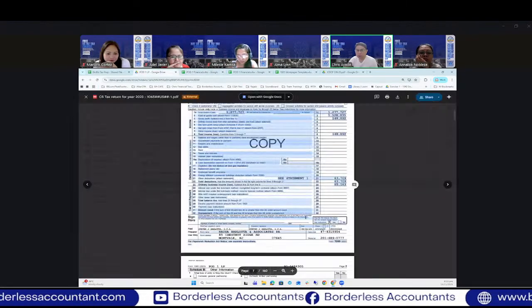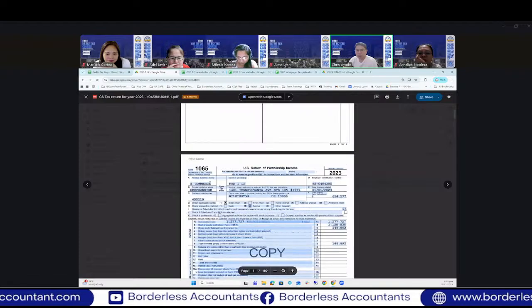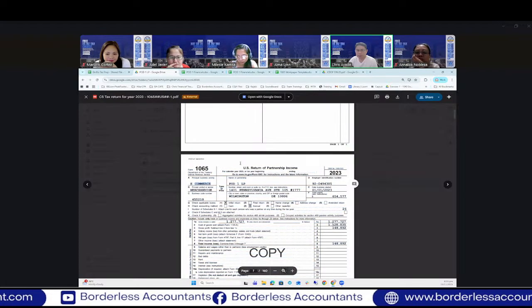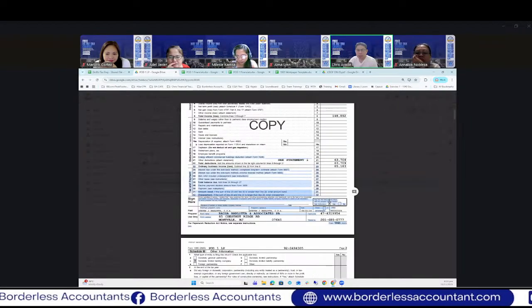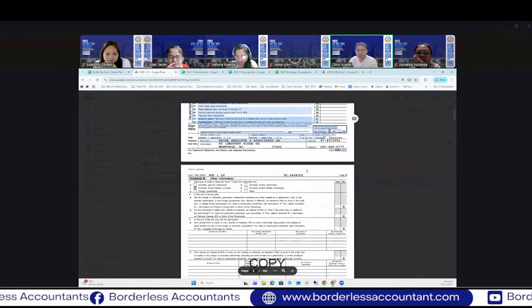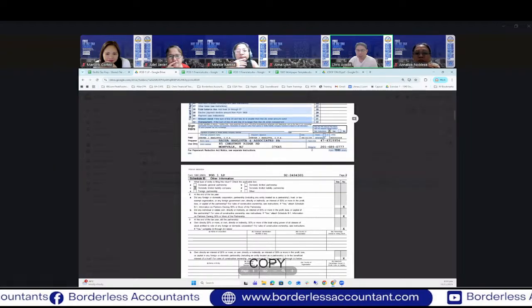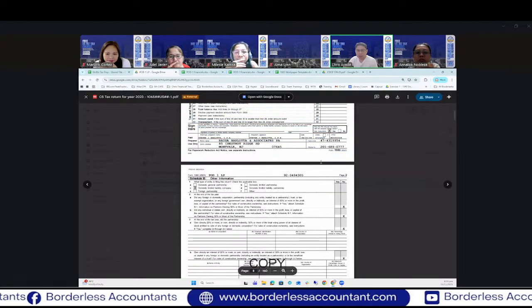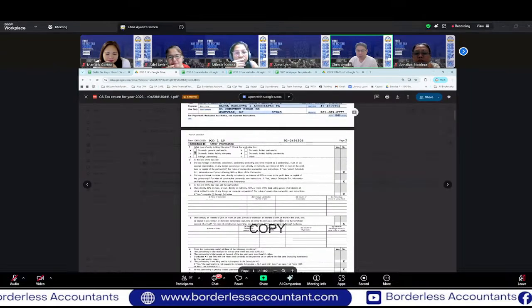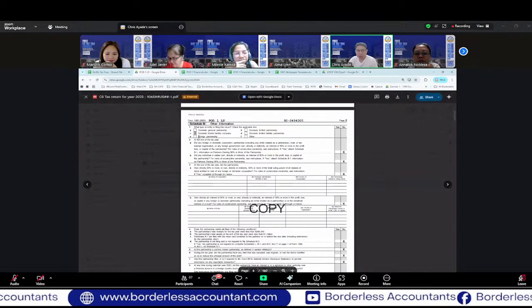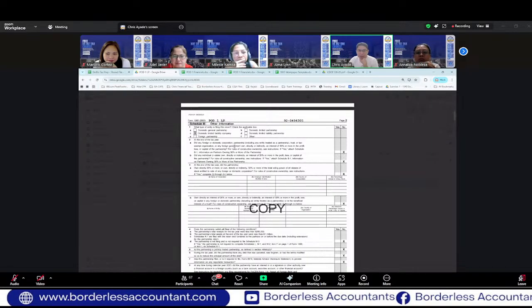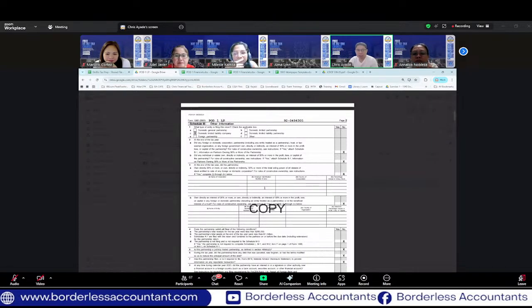So in ProConnect, you will need to enter this information. And then this one's not relevant to you because that's going to be your information as the preparer. And then you have to tick mark this domestic limited liability company.